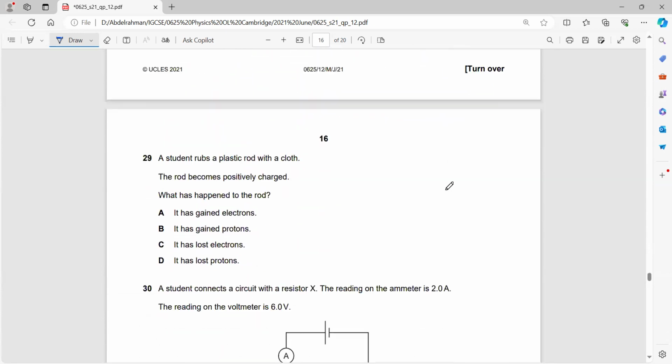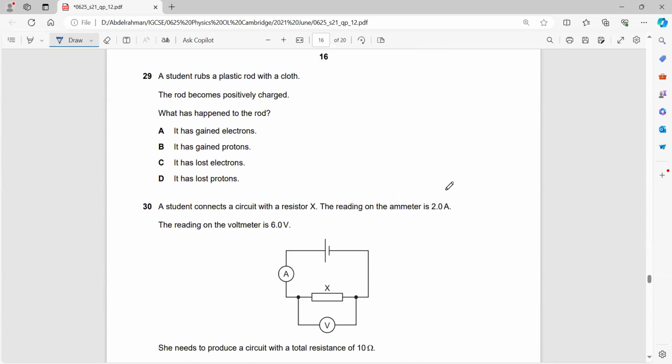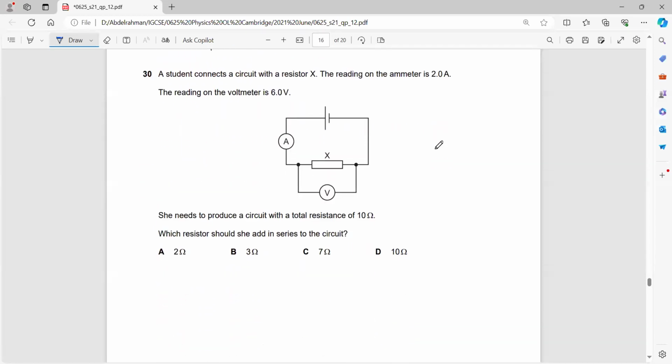Okay, good. A student rubs a plastic rod with a cloth, the rod becomes positively charged. Again, positively charged means that it gained protons. It cannot gain protons. It lost electrons. Whenever it is positively charged, it loses electrons. It's all a matter of electrons.